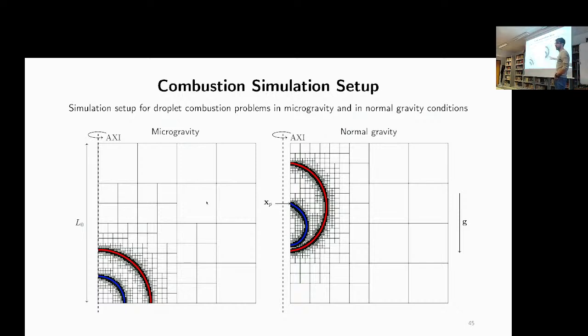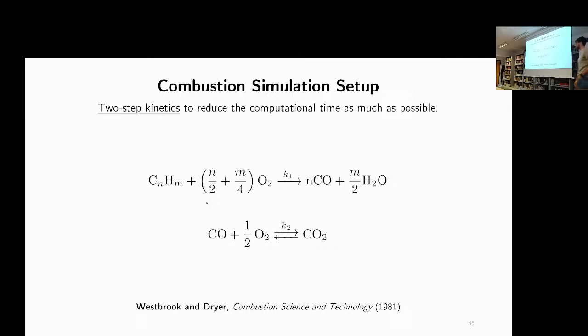In normal gravity, the setup is very similar, but we also suspend the droplet on a solid fiber, as I showed you before, and we refine our domain around the interface of the droplet and around the flame front, which is the red line. An additional trick to limit the computational time is to use just a two-step kinetics. Combustion guys will be a little afraid of these formulations, but this is good to validate the model, reducing the computational time. Of course, we cannot study complex chemical phenomena such as autoignition or soot formation, but it's fine for these simulations.